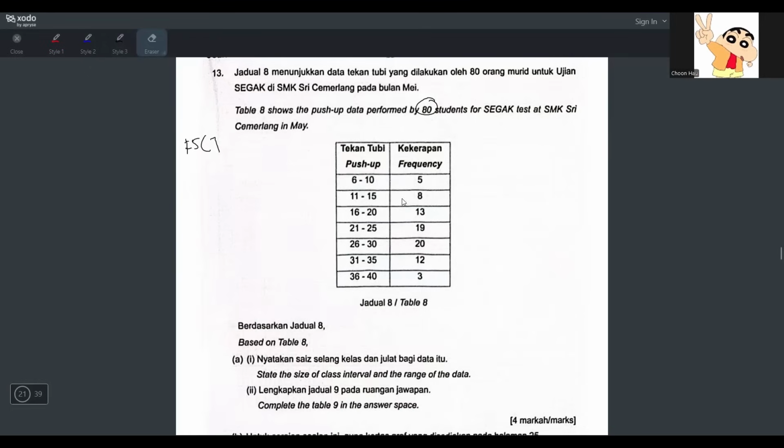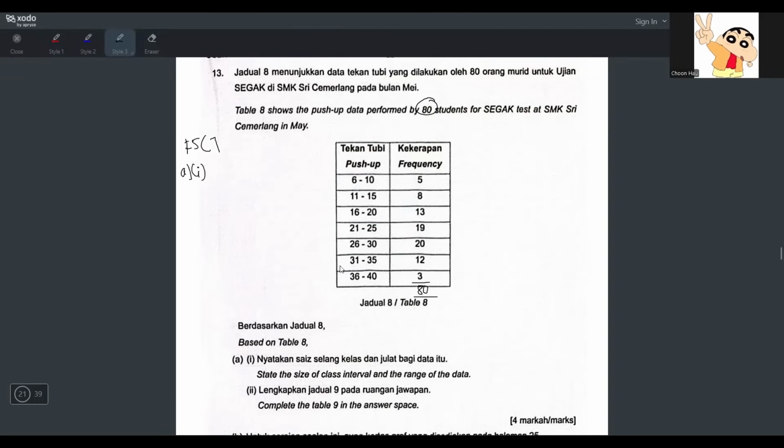Okay, so let's try and add all the frequencies and see whether I get 80 or not. Let's see whether they are tricking us or not. Plus 13, plus 19, plus 20, plus 15. Okay, yes, I already tried adding all the frequencies. We do get 80 for the total frequency. Okay, now we can start to do A. Based on table 8, A1: state the size of class interval and the range of the data.